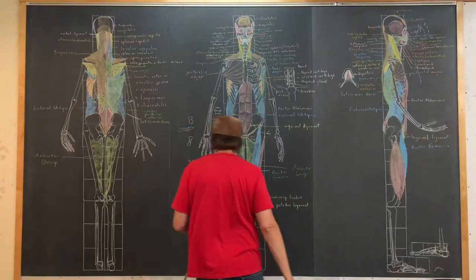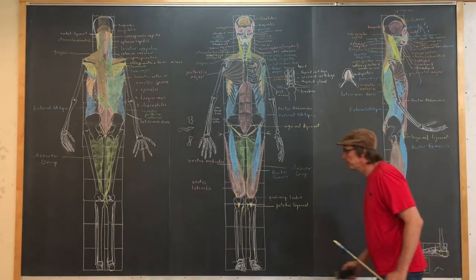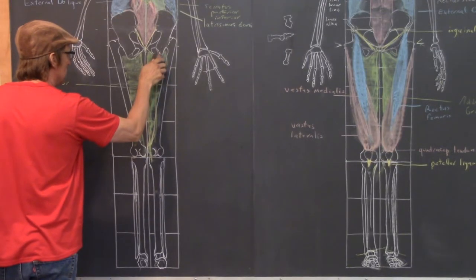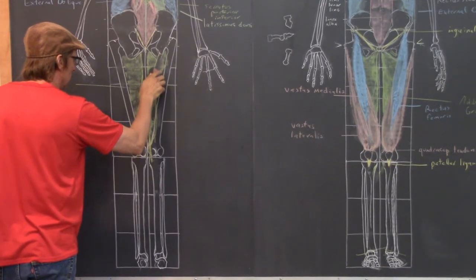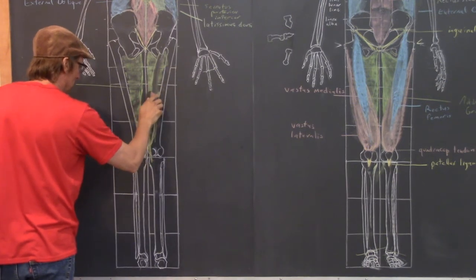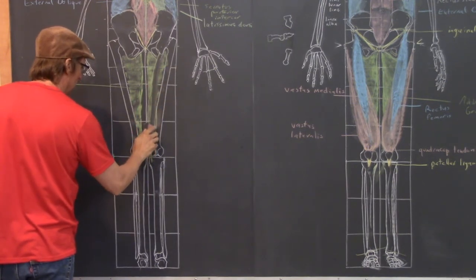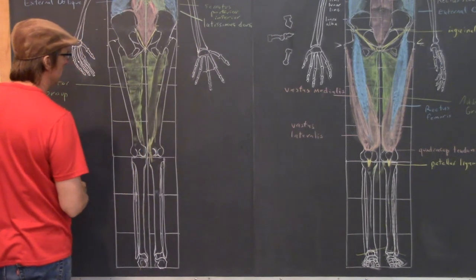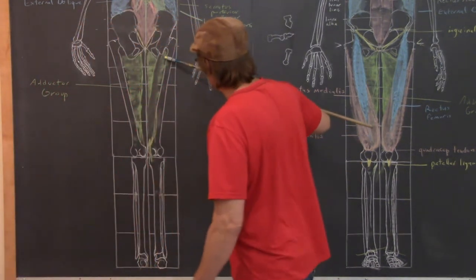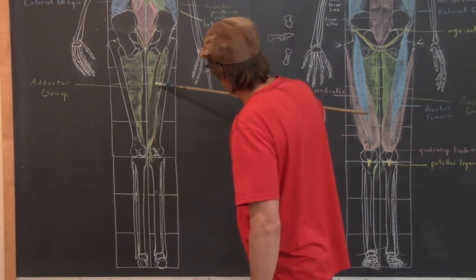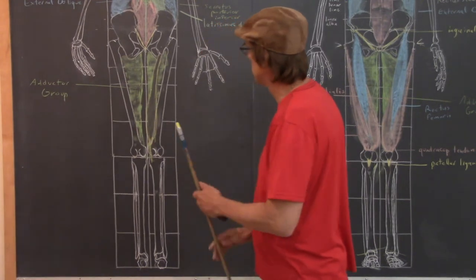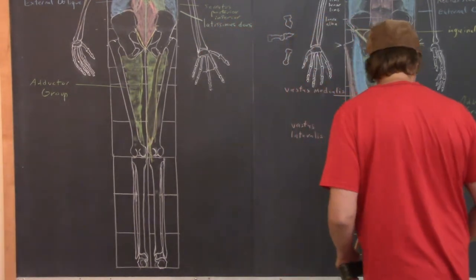So let me grab the eraser. So what that kind of looks like then is from that tuberosity of the ischium coming down here. All right, you see it? And color it in.